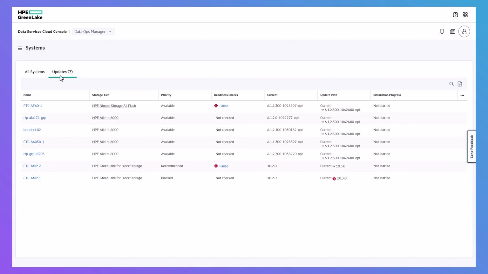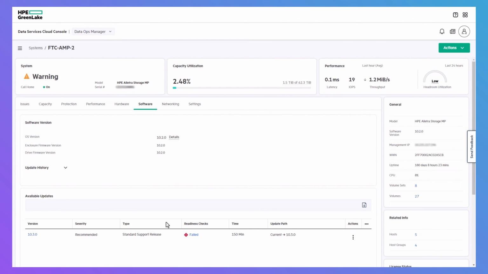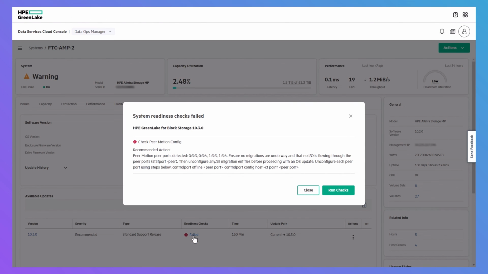The list of systems to be updated includes the priority of the release, as well as the upgrade path, which includes any intermediate steps if they exist. For this system, readiness checks have already been performed and they've actually failed. But fortunately, it's nothing serious.